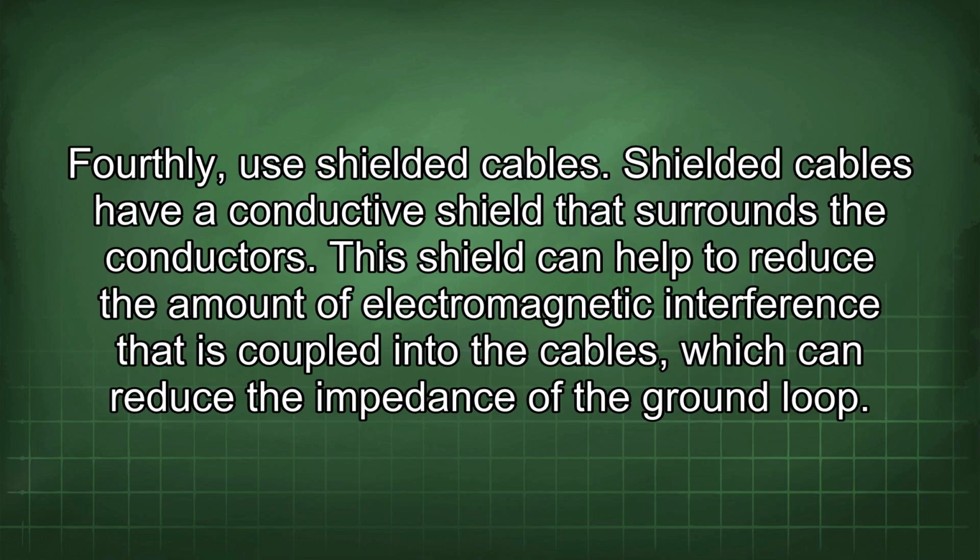Fourthly, use shielded cables. Shielded cables have a conductive shield that surrounds the conductors. This shield can help to reduce the amount of electromagnetic interference that is coupled into the cables, which can reduce the impedance of the ground loop.